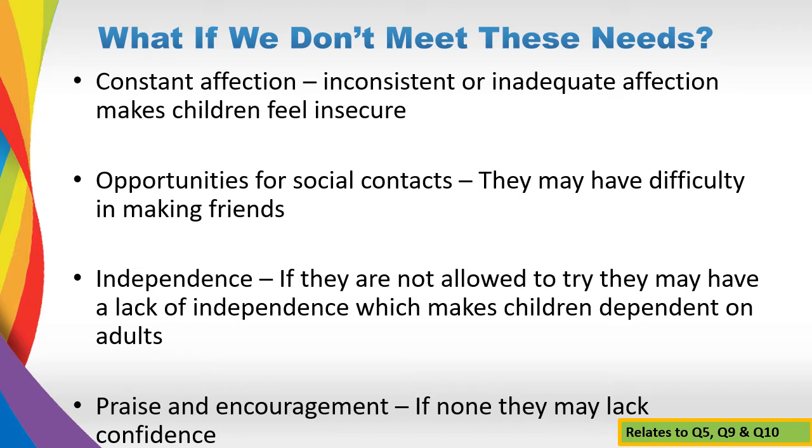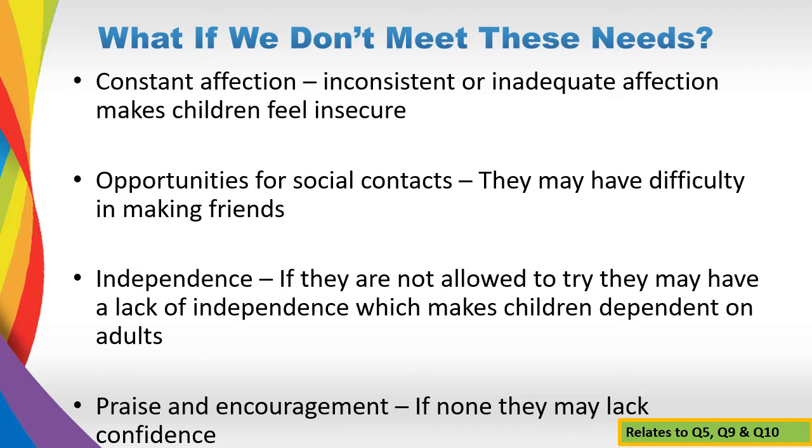And if we don't meet these needs, if we don't give them constant affection, so if we're inconsistent or give inadequate affection, a child is going to feel insecure because they're not going to know quite where they are. Opportunities for social contact. If we don't give them those opportunities, in the future they may find it difficult making friends, even from a young age. If children are not given that from a young age, they're not going to make friends.